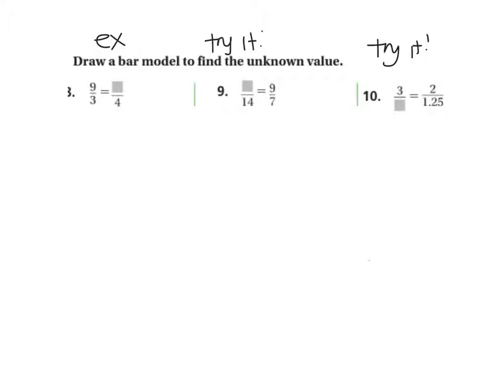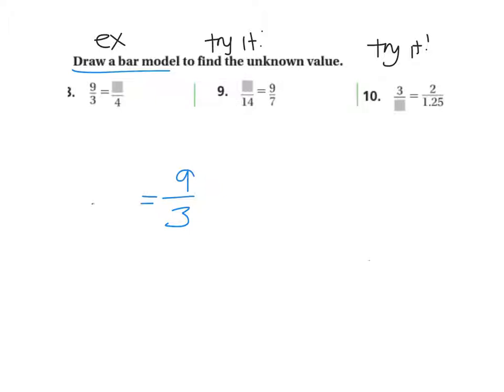Okay, so here we have an example and 2 try-its. These are your level 2s. So you're going to draw a bar model to find the unknown value. It's telling you to draw a bar model, but you don't have to. This is telling you have to. Don't listen to it. You don't have to, but you may. So here we have 9 over 3.